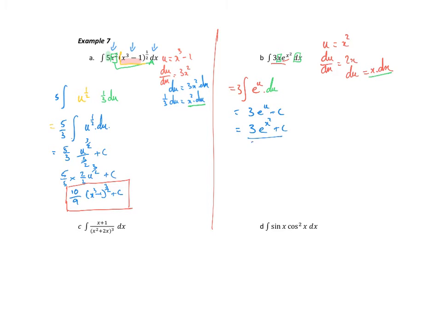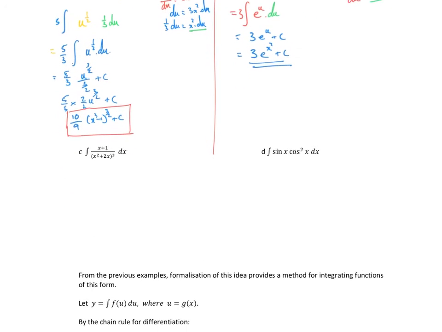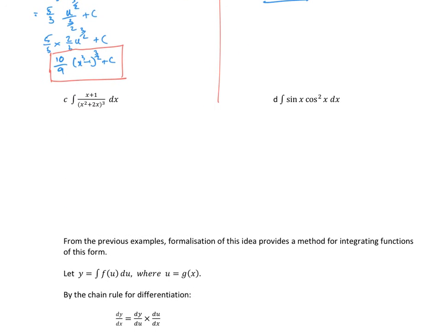It's never going to be acceptable to leave your final answer in terms of u, because that's something we introduced. What about something like this one? Very messy again. Again, you're looking to make your substitution. A part of you might want to go u is equal to x squared plus 2x to the 3.